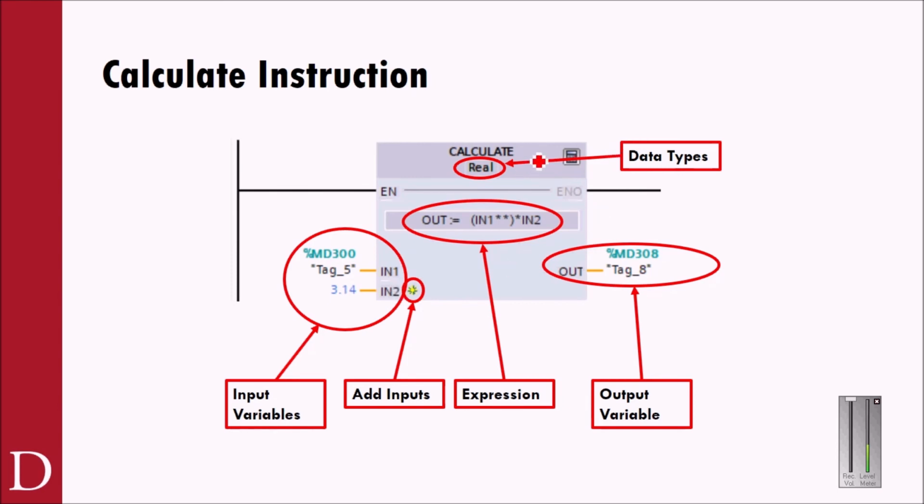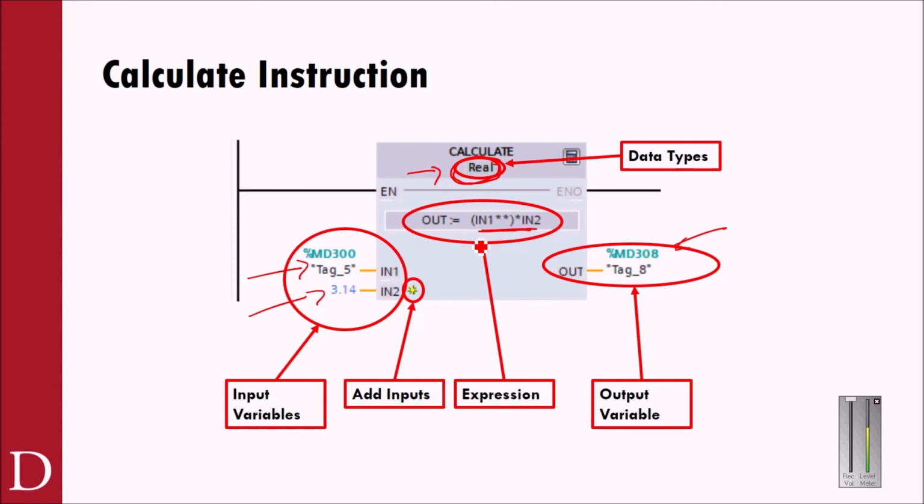The calculate instruction, you can pick a data type, again, right here. Okay, so this is going to be a real. In the calculate instruction, treat it kind of like a graphing calculator where you can set multiple instructions in at a time. In this particular case, whatever's stored in MD300 is going to work with whatever's stored in 3.14. It doesn't mean I'm adding them together. It doesn't mean I'm multiplying them. What it means is the output is going to get stored in MD308 of this expression.